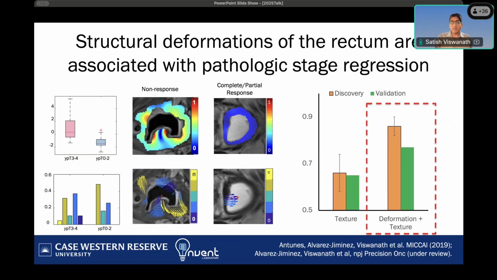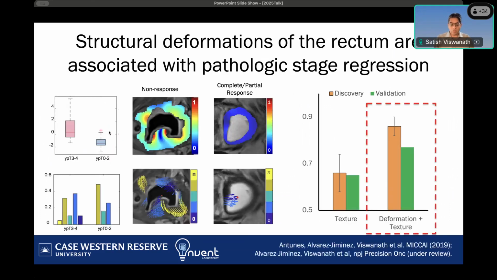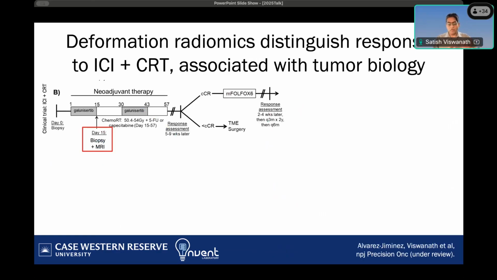But then we said, okay, we have this. Are we also able to identify other aspects? What else can we do with these markers? We were able to test it in a clinical trial data set. This was a unique clinical trial of patients with rectal cancer who got chemoradiation, but also got some experimental immunotherapy to try and boost the efficacy of chemoradiation. Based on the follow-up for these patients, we could segregate them into responders and non-responders based on whether they had sustained response or they went to surgery and there was no tumor remaining.